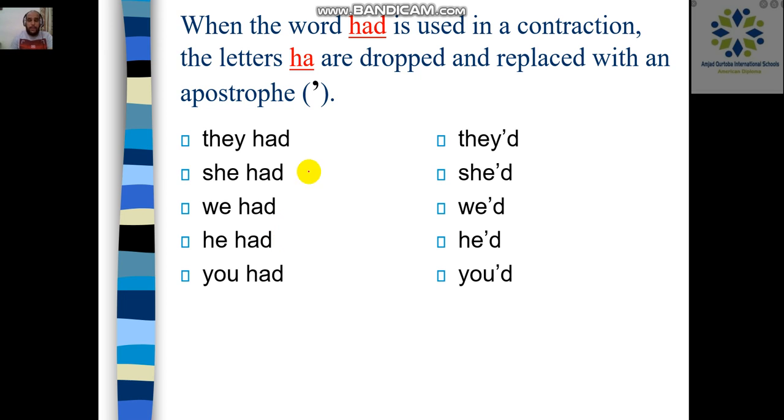It's a catastrophe. Okay, so "they had" is going to be "they'd", and "she had", "we had", "he had", "you had" are the same. We're going to omit the H and the A, and replace them with an apostrophe D. The big problem that we're going to face, grade 5 and grade 6, is that "would" is going to be in the contracted form apostrophe D too.